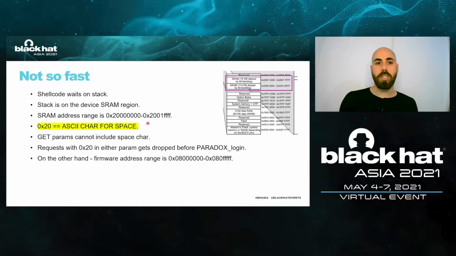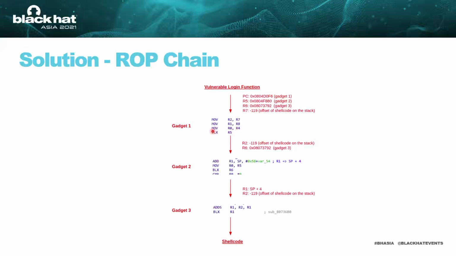And the way that I overcame it was using a ROP chain. The idea with a ROP chain is to use existing parts of the firmware code. Each part is called a gadget, and we assemble them together. We jump from the first gadget to the second gadget. And the nice thing is that the firmware lies in a memory area that starts with hexa 80. So we don't have a problem to jump over there.